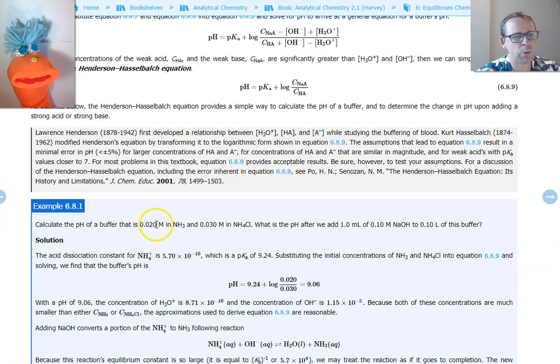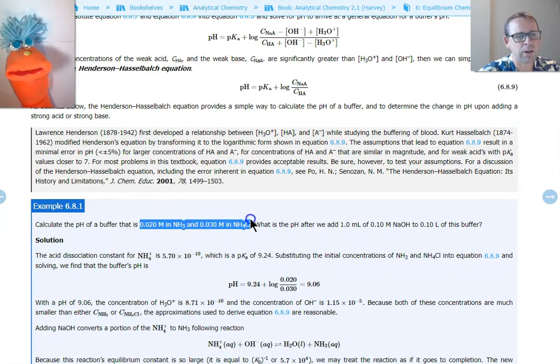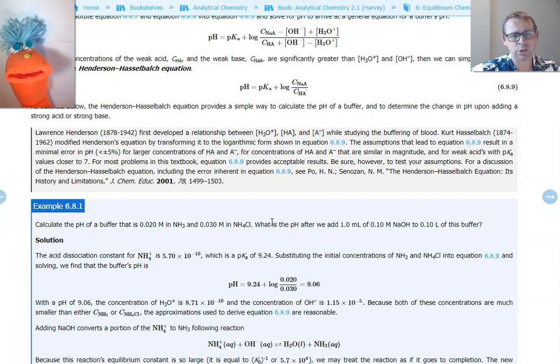Calculate the pH of a buffer that's 0.2 molar ammonia and 0.03 molar ammonium chloride. And then what's the pH after we add 10 milliliters of 0.1 molar sodium hydroxide? Well, we're going to use the Henderson-Hasselbalch equation, and we need to know the pKa of this pair. I call it this pair because pKa is of an acid. So we're going to have to search for it, and we'll find it, but we have to make sure we search for the acid dissociation constant of the acid.